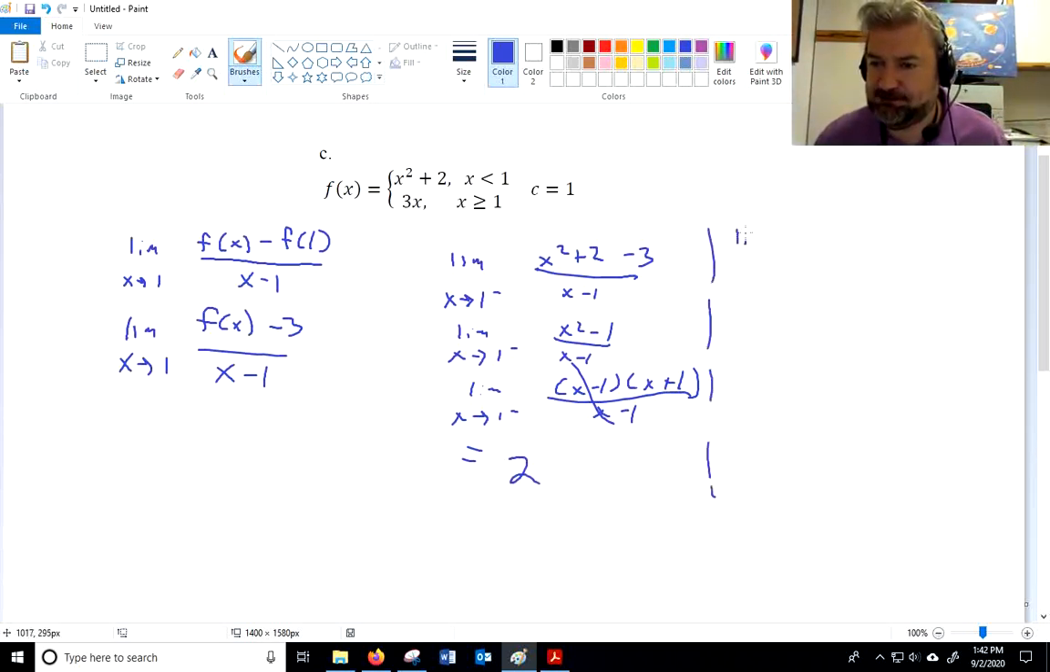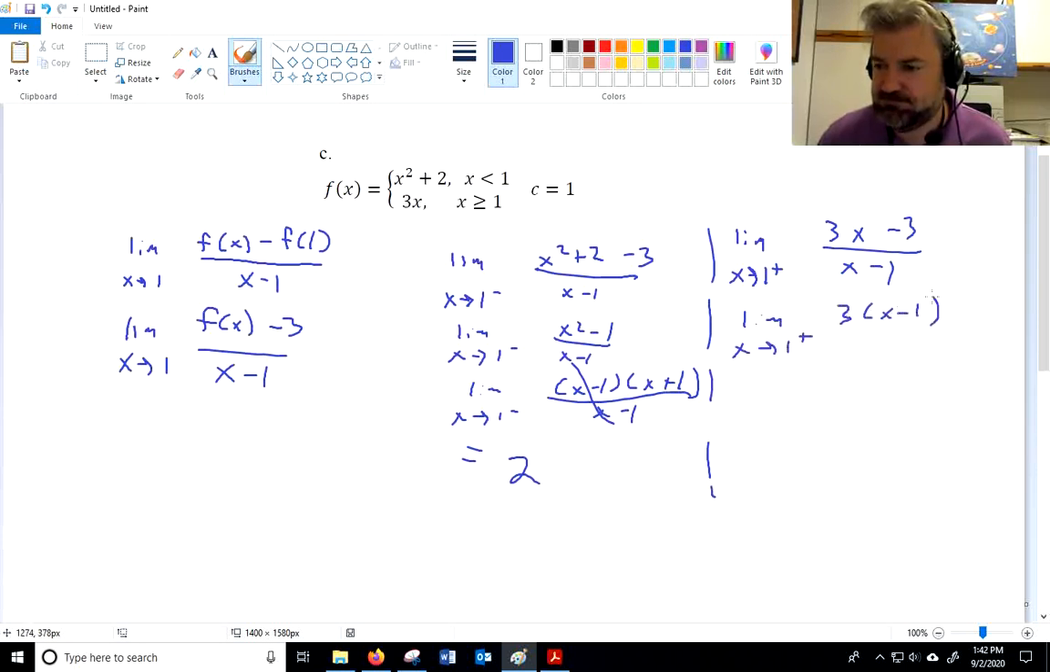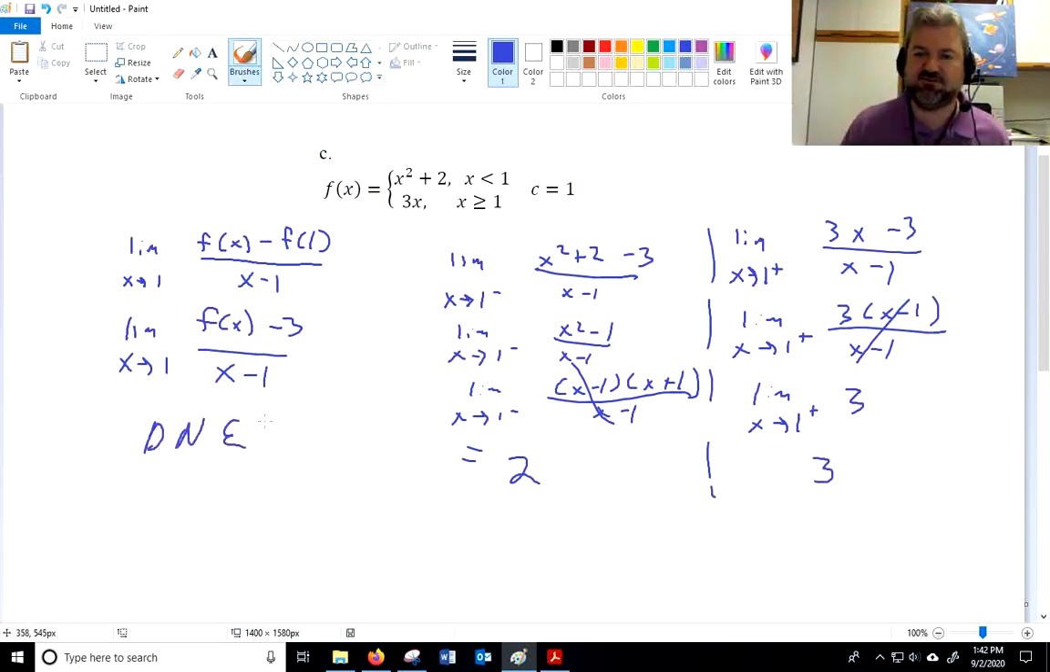Let's try from the right. From the right, my f of x is 3x. So it'll be 3x minus 3 over x minus 1. Factor out a 3. The x minus 1's cancel, and I get the limit of 3. The limit of a constant is just a constant. But 2 does not equal 3, so this does not exist. It is not differentiable at x equals 1.